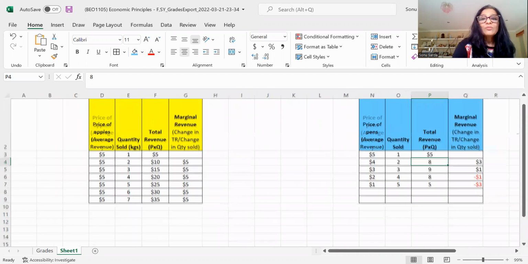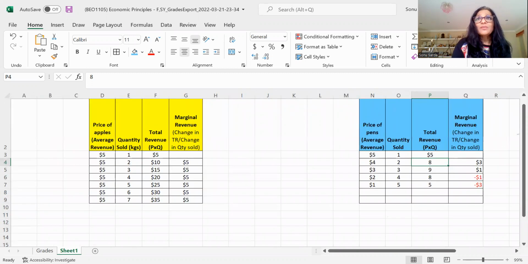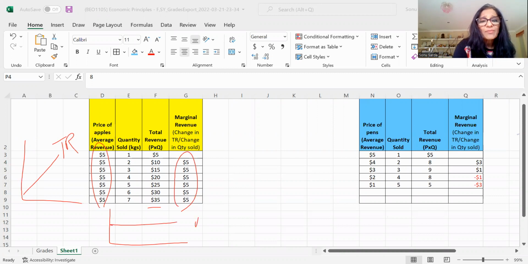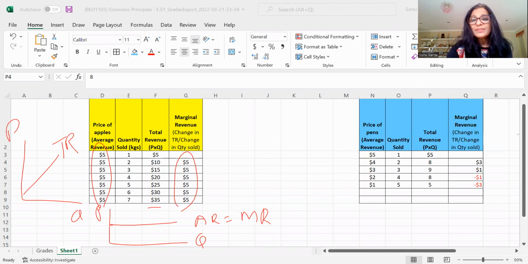So in the first case, the revenue lines would be like this. For this one, the total revenue you can see continuously increasing. We said that. And the average and the marginal revenue, you can see both of them are equal, right? So in this, average revenue is equal to marginal revenue. This is the price, this is the quantity.